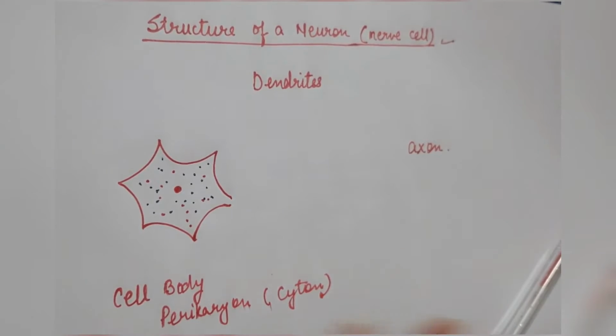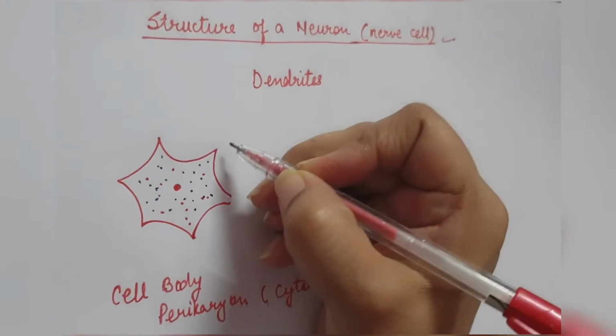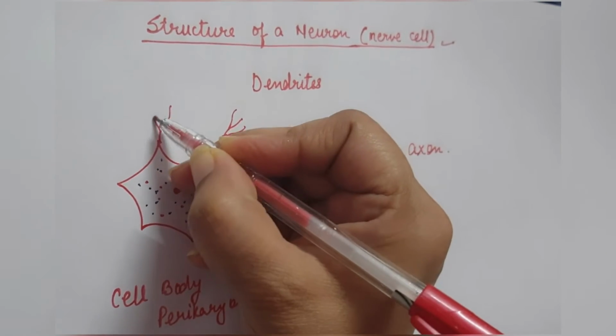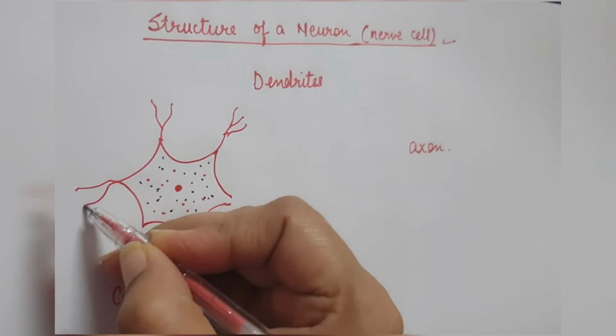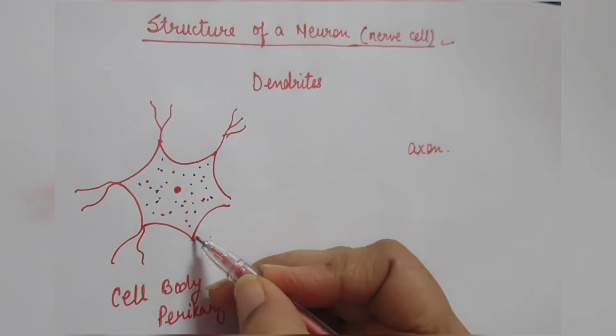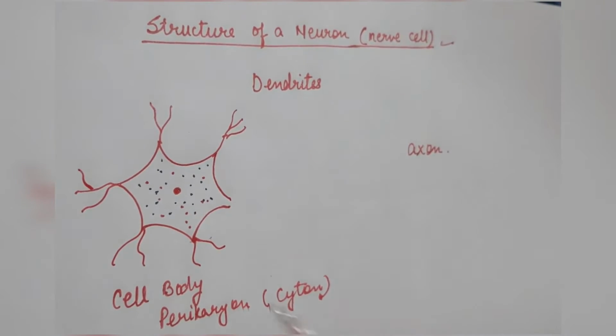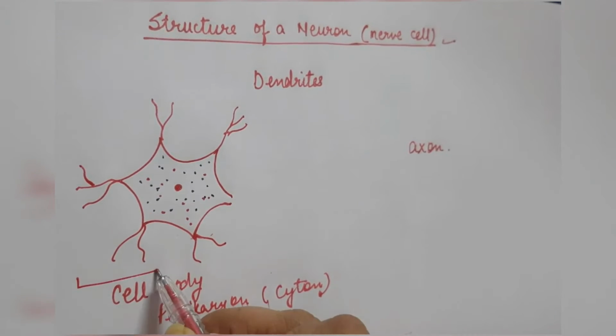A very important fact about nerve cells is that they do not divide. The number of nerve cells present at the time of birth will remain until you die, unless some harm is caused to them. Because they do not reproduce or divide, the number will remain the same. Now this is the cell body.